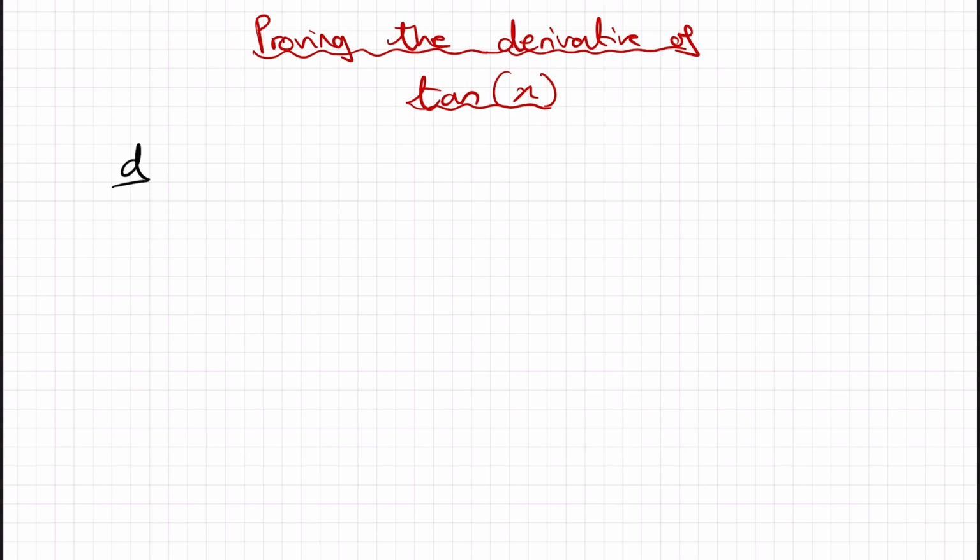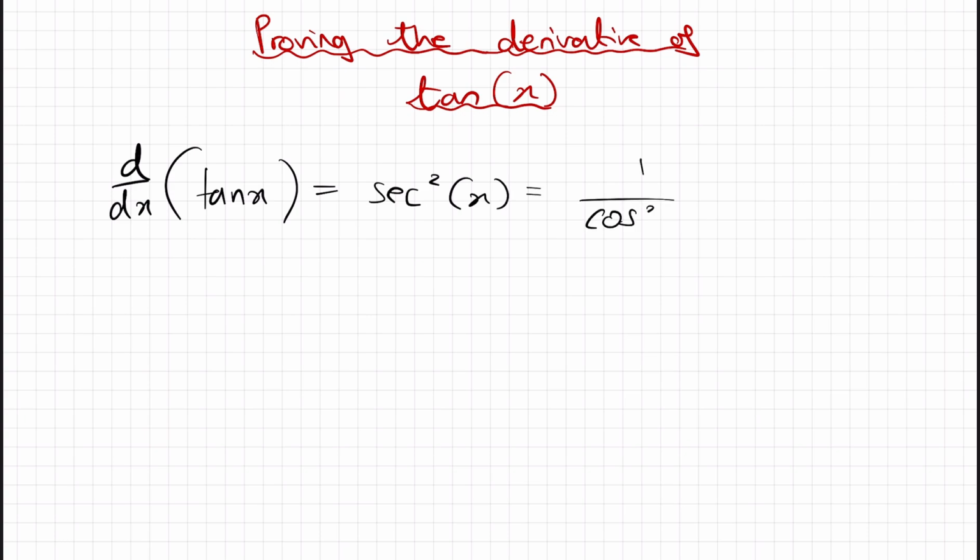So a lot of people know that the derivative of tan x is secant squared x, or 1 over cos squared x. But I'm going to show you guys how we can prove it, and it's actually really simple.